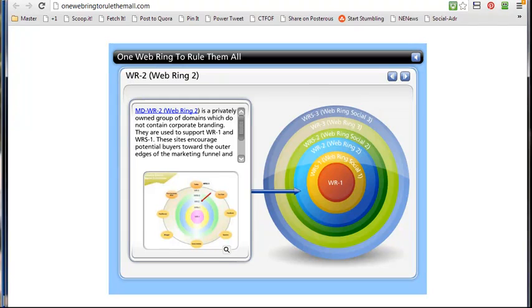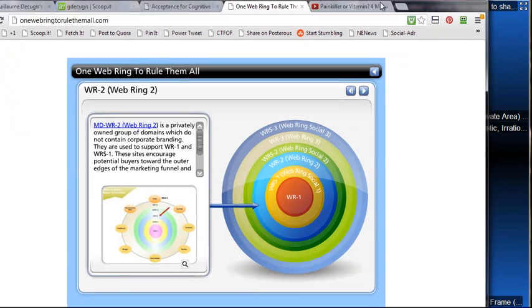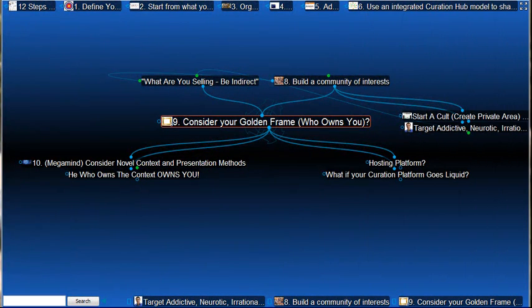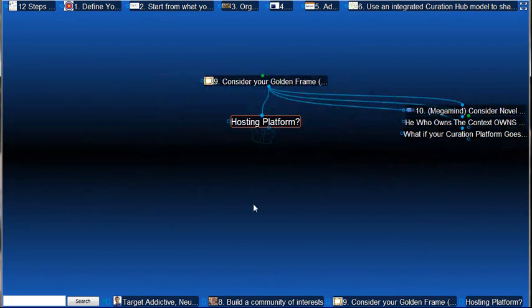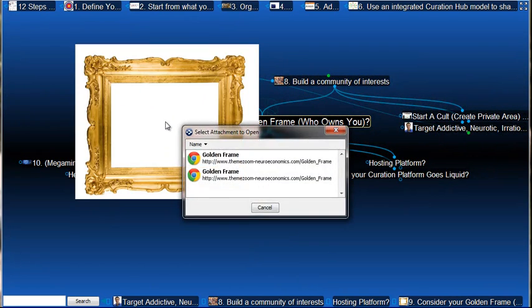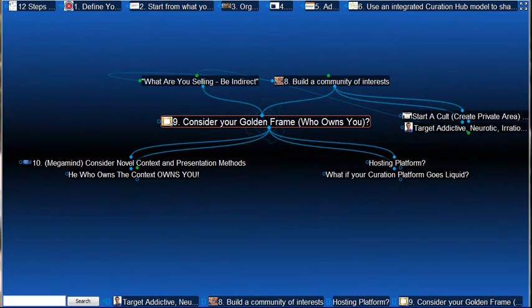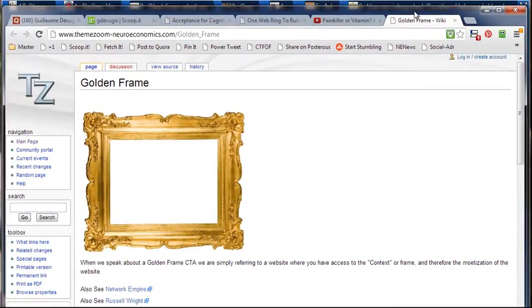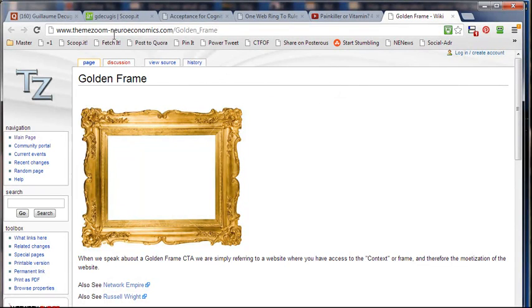They're not in business. They have a hobby and they don't know it. What is your golden frame? What are you selling? Even if it's a members area. Is any of the content sitting on your own platforms? Is it converting to sales? What do we mean by the golden frame? Let's look at it. Here's our article, ThemeZoom Neuroeconomics, also ThemeZoomGlossary.com will take you there as well. Sorry for the hard word.